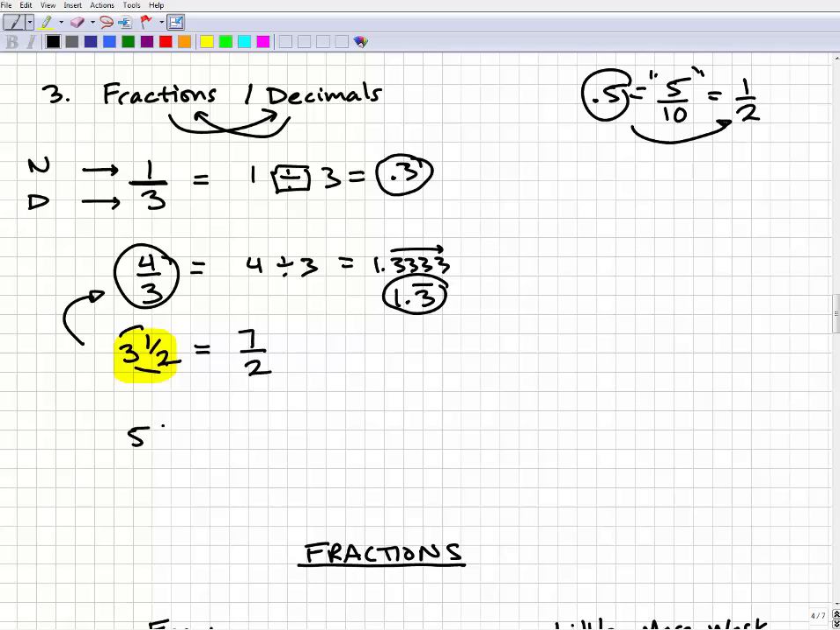Let's do another one. Let's do 5 2/3. Do you want to go ahead and try that? Right, so it'll be 3 times 5 is 15, plus 2 is 17/3.